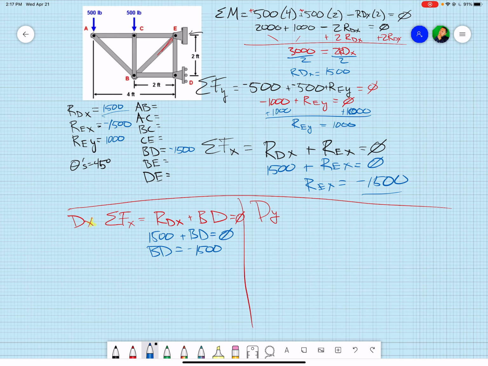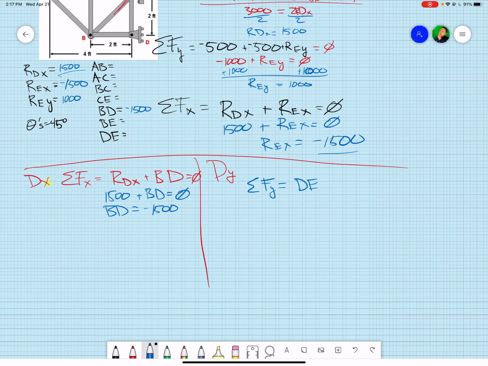Now in the Y, what forces do we have in the sum of the forces in the Y direction? We have only DE, because there's no reactionary force in Y. So that adds up to 0. So DE is equal to 0. Awesome.